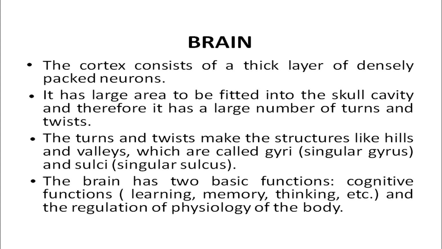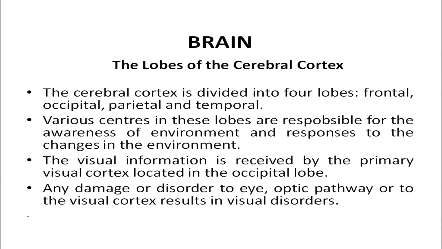The brain has two basic functions: cognitive functions, which are related to how you learn, memorize, or what your thought process is, etc., and the regulation of the physiology of your body. There are different lobes of the cerebral cortex. The cerebral cortex is divided basically into four lobes. The first lobe is known as the frontal lobe, second is the occipital lobe, then the parietal lobe, and the last one is the temporal lobe.